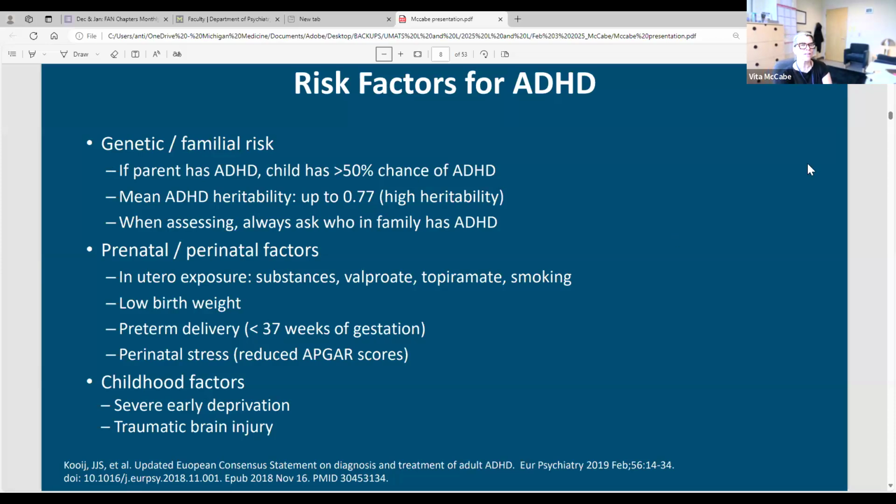Interestingly, there are some prenatal and perinatal factors like exposure to valproate, substances, Topamax, smoking, low birth weight, preterm deliveries, and then if there were reduced APGAR scores. Oftentimes when we're seeing patients later in life, these are hard things to get at, in particular if parents are deceased. The other childhood factors that are really important is if there was severe early deprivation or traumatic brain injuries. Next slide.